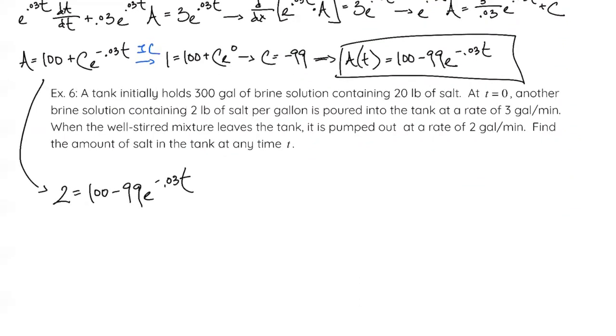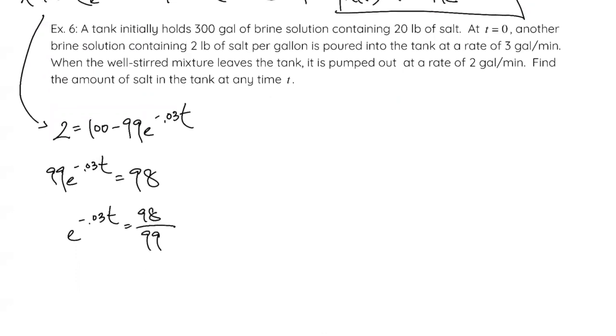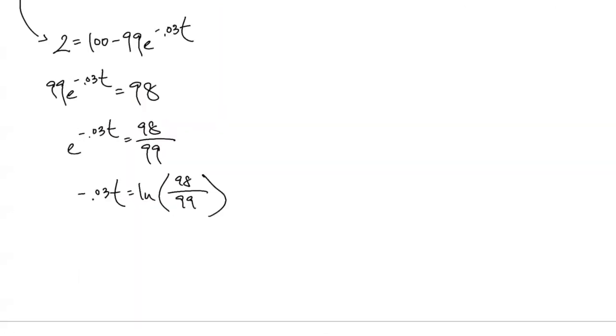All right. I'm going to add 99 e to the negative 0.03 t to both sides. I'm going to subtract 2. That gives me 98. I get e to the negative 0.03 t equals 98 over 99. Going to natural log both sides. And then I divide by the negative 0.03.